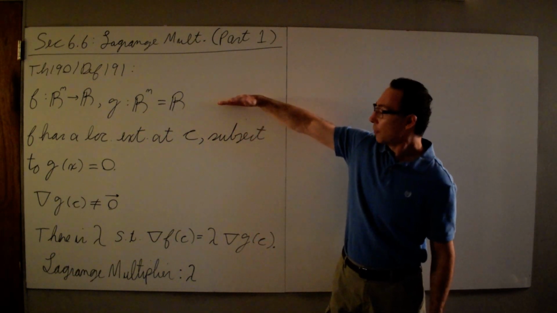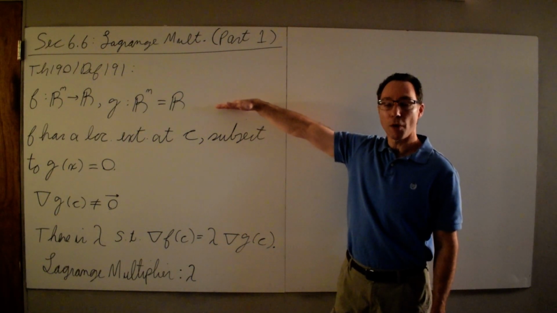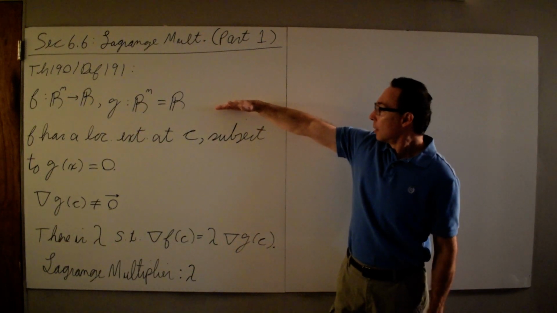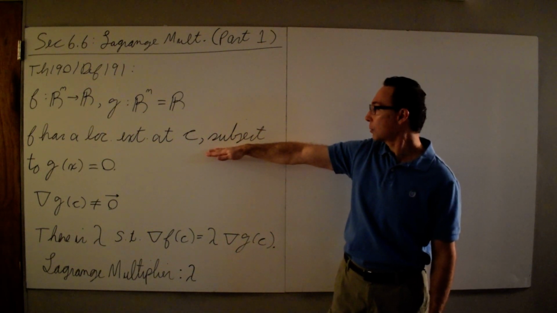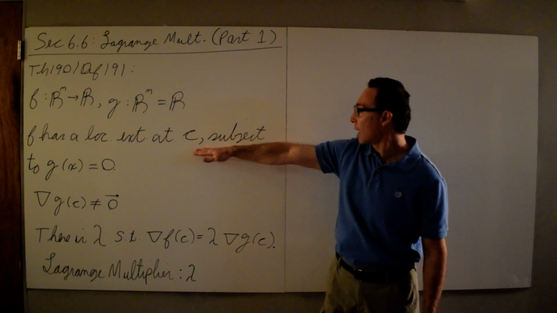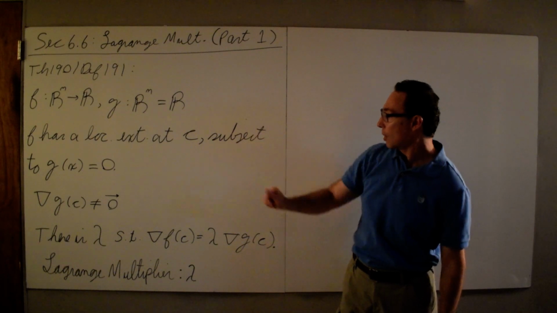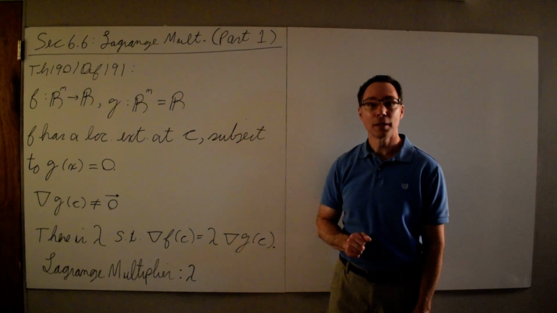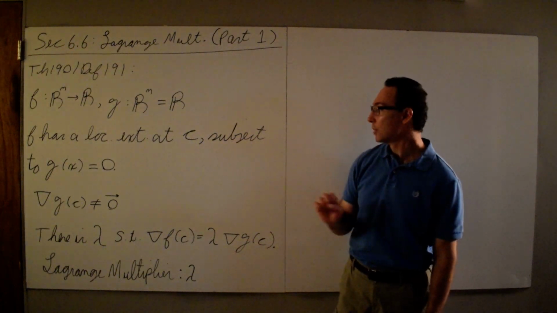So what we have is these two functions from R^n into R. f is the function we want to find the local extrema of. So we want to find a local max or a local min of f at c, subject to the constraint g of x is equal to 0. And so that's the problem that we're setting up.